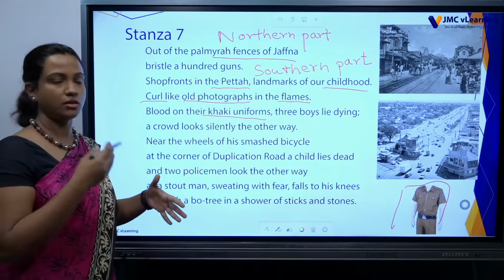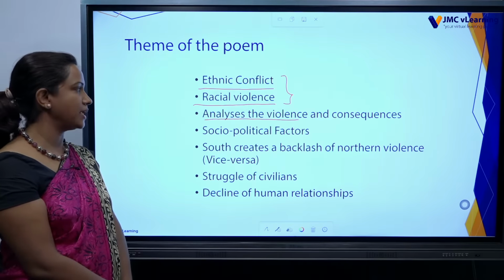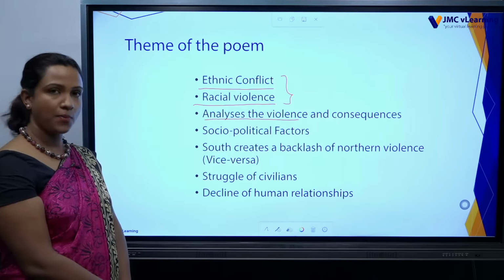So when you are writing your essay questions and context questions, you can use the words ethnic conflict and racial violence. Analyzes the violence and consequences. As you know, it analyzes the violence quite well in detail by Yasmin Gunaratna, that's the poetess. She analyzes lots of violence and consequences. What consequences? What are the after effects that have happened due to this ethnic conflict or racial violence?